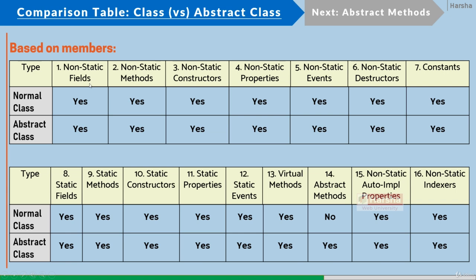And as of now, we already know about fields, methods, constructors, properties, static fields, static methods, static constructors, static properties, virtual methods, and auto-implemented properties. We will understand about destructors, events, and indexers in the further sections.